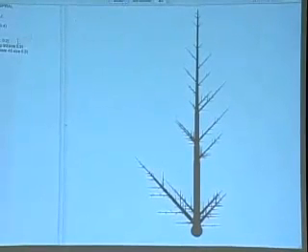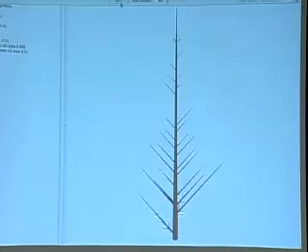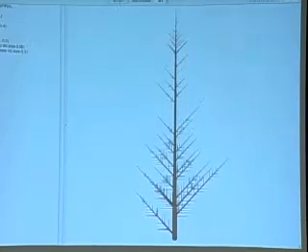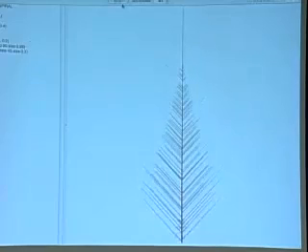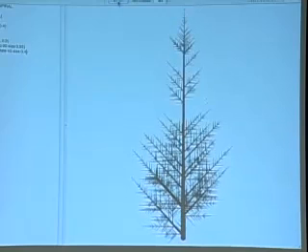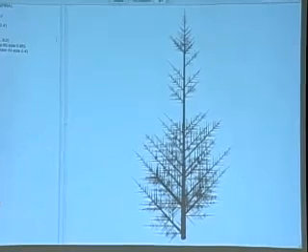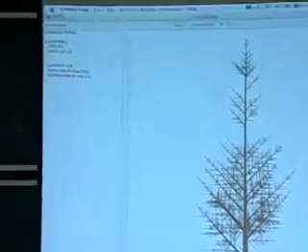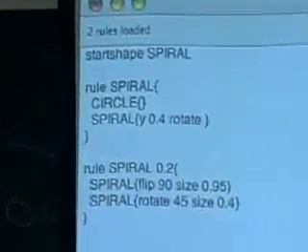So we can play with the parameters here. Let's say 0.95. Let's just see what happens. Yeah, we get some pretty interesting things. If we make the branches a little bit thicker, maybe 0.4. See, look at that. It's like a tree or something. Any questions so far? Any comments? So if we add a little bit of rotation to the main rule, rotate 1 degree.